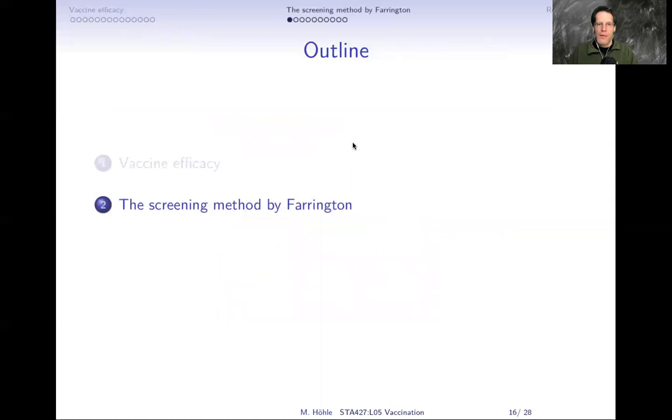Okay, so that was vaccine efficacy measures, even vaccine effectiveness measures, using traditional case cohort, case control, or cohort designs. But there are also other ways to do that, and I will talk about this in the lecture on Wednesday.